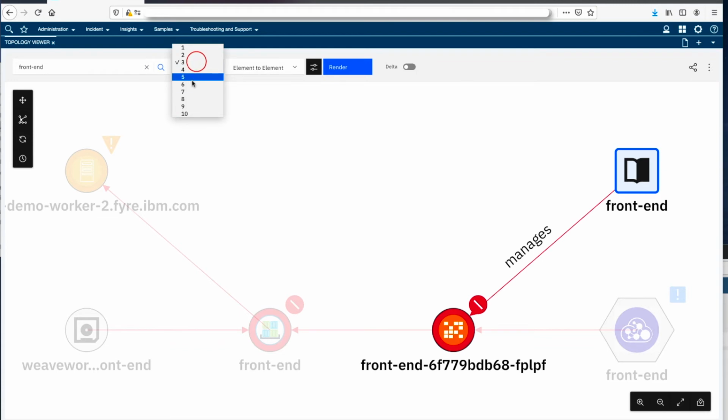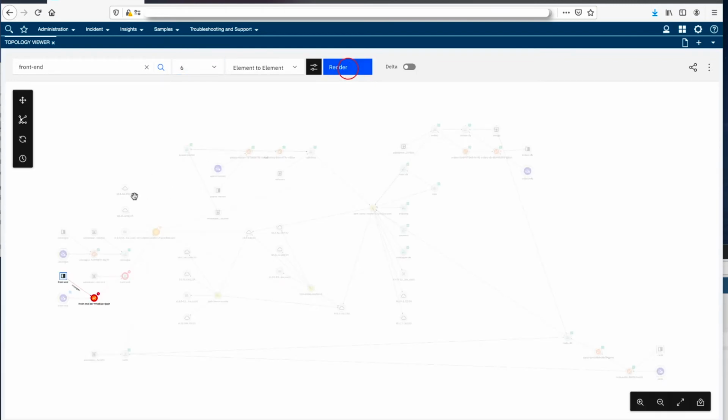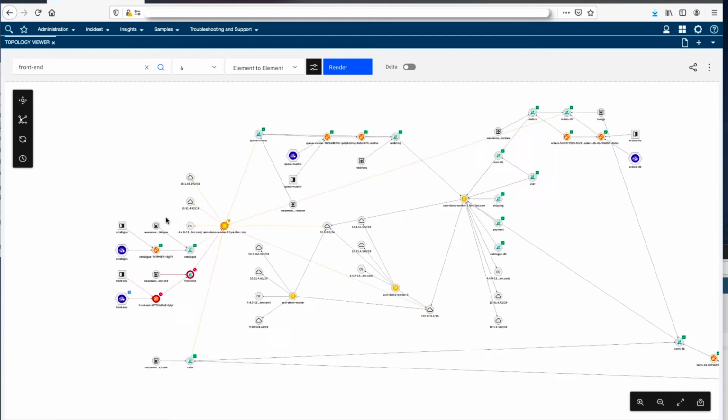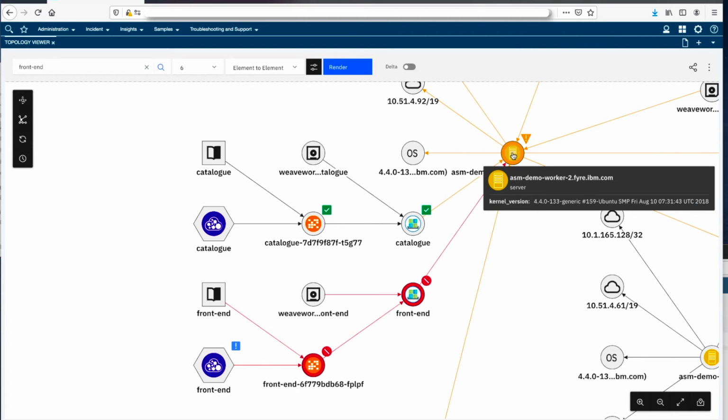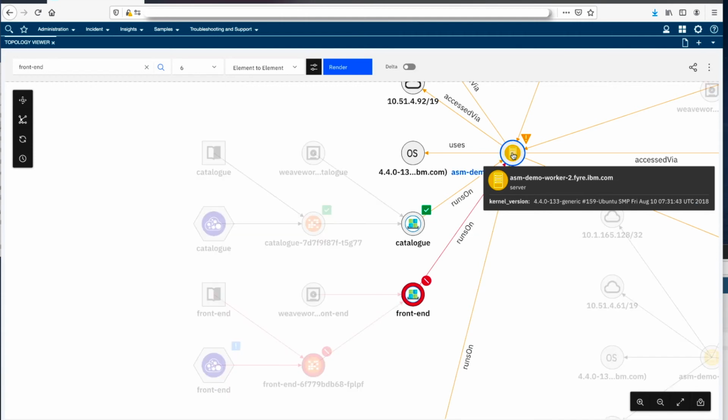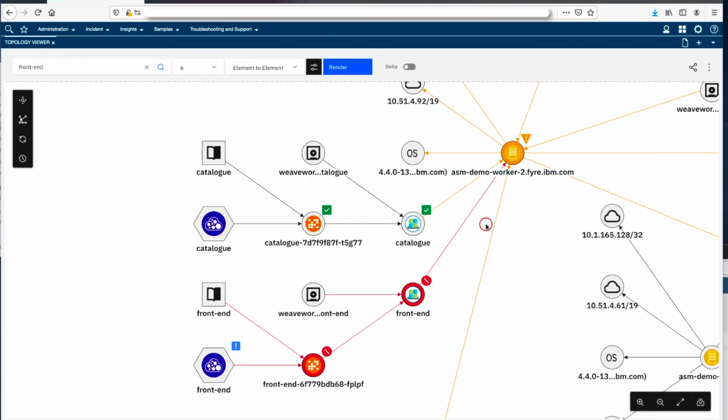However, if we expand the topology further, it's easy to see that you can wander from one service's component into another. In this case, we can see that the front-end service and the catalog service are both running on the same server. This might not be what the operator wants to see if all they're managing is the front-end service. To help with this problem, ASM provides topology templates that help users manage portions of the topology that are relevant to their business needs.